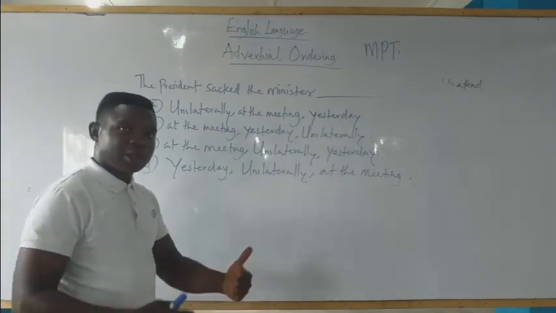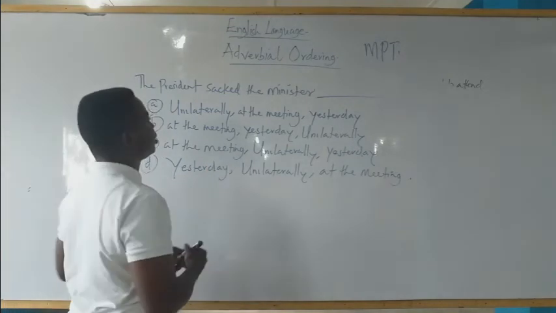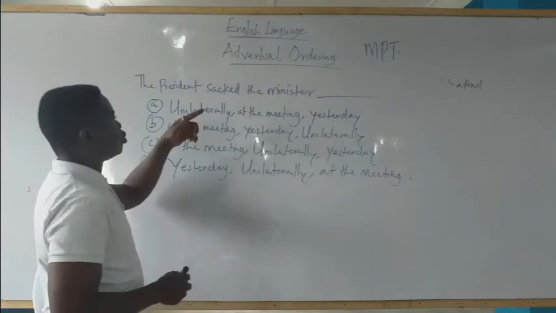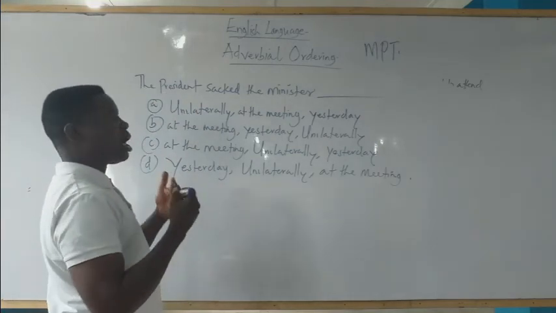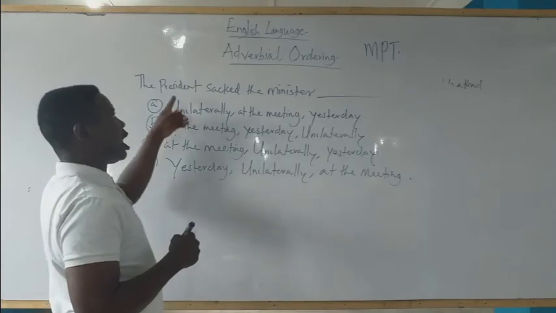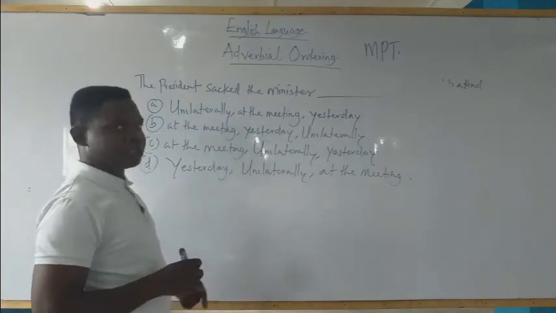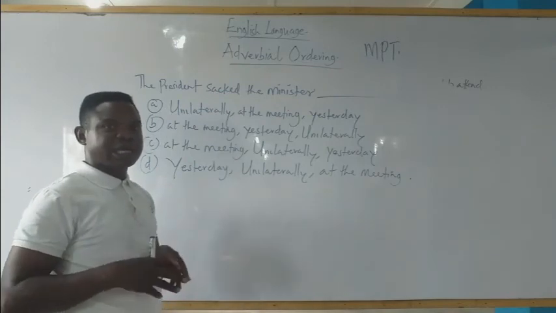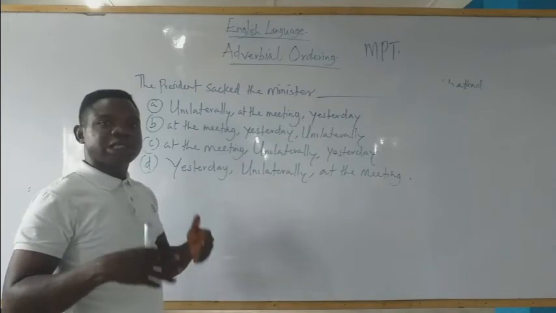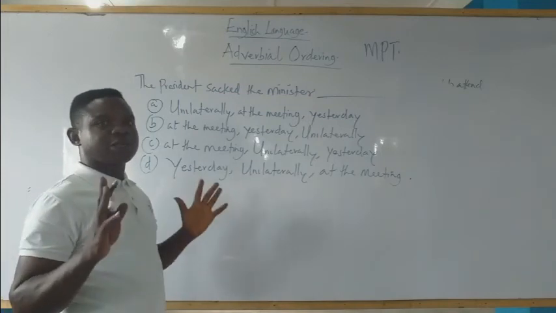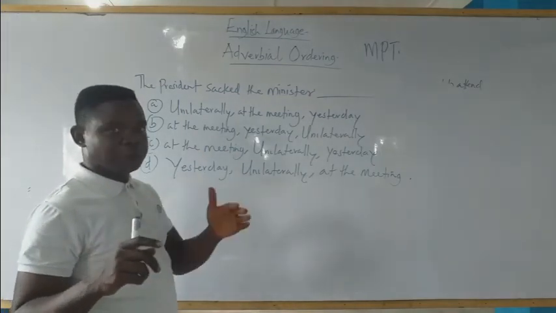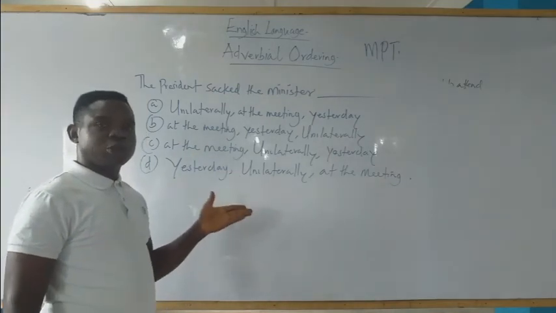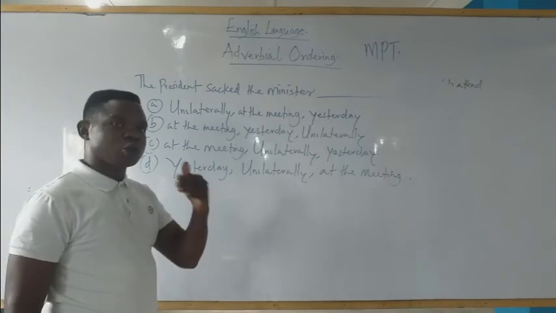Our normal order of arrangement: MPT, manner, place, and time. Now, what you will do is ask yourself the question: how did the president sack the minister? That becomes your manner. Where was the minister sacked? What time was the action performed? That's all. That gives you your order of arrangement. Then you will check it out in your options. The particular option that has that arrangement becomes your correct answer.